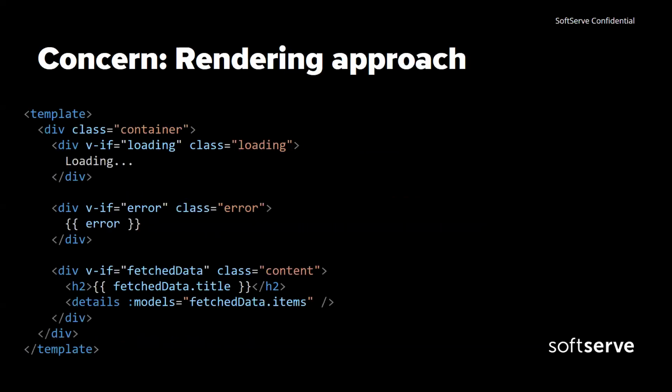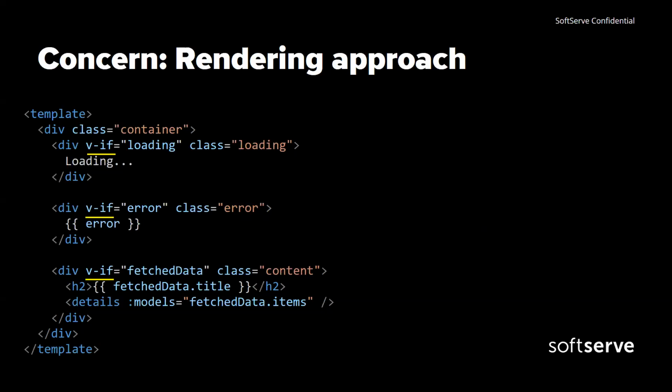The second concern is data rendering. This is a code snippet from the official Vue router documentation. The main idea is that they propose to use v-if for rendering the data which isn't loaded yet. Let's go through this example step by step.